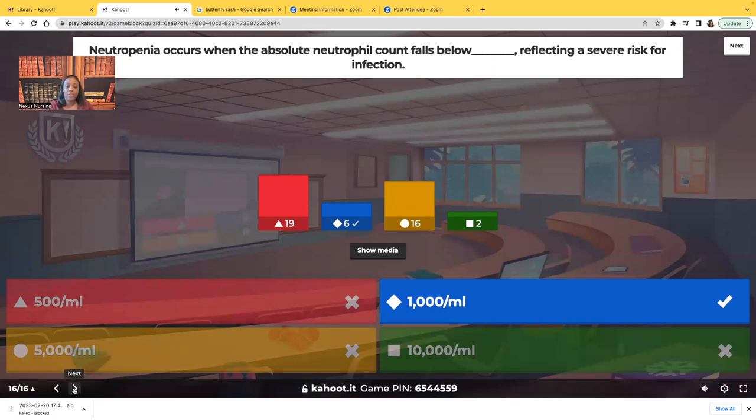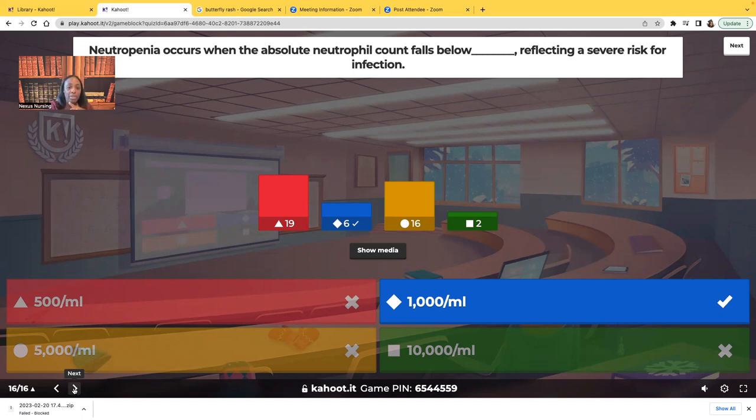Okay, guys, so the correct answer is 1,000. And so let's talk about this. The normal neutrophil count is like 1,500 to 7,000. Once this falls below 1,000, that patient's at severe risk for infection.